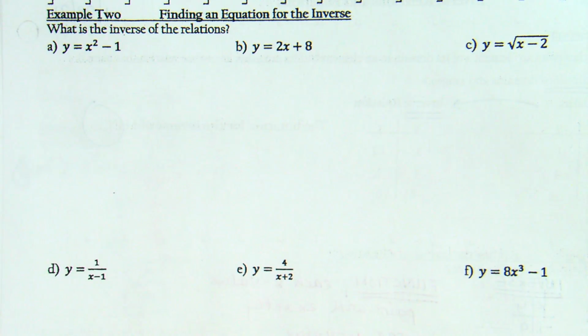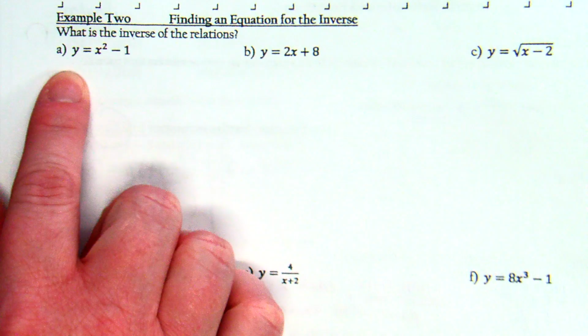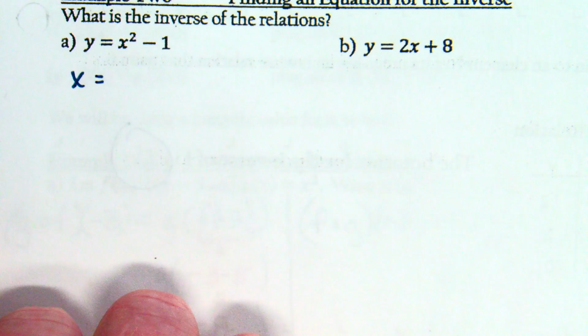Okay, y equals x squared minus 1. So, how do we find an inverse? Okay, step 1 is to switch the x and y. So right now, it says y equals. Instead of writing y, I'm going to replace that y with an x.